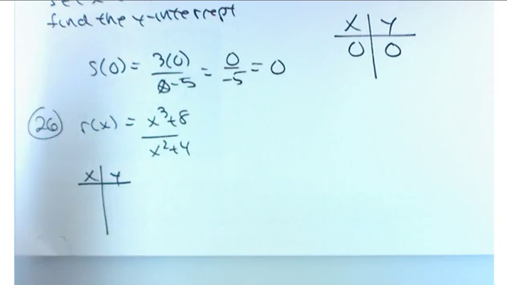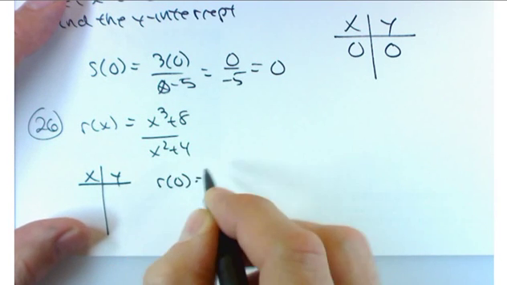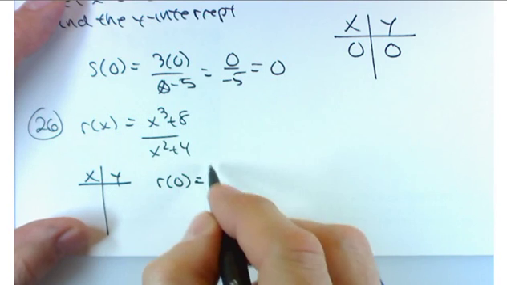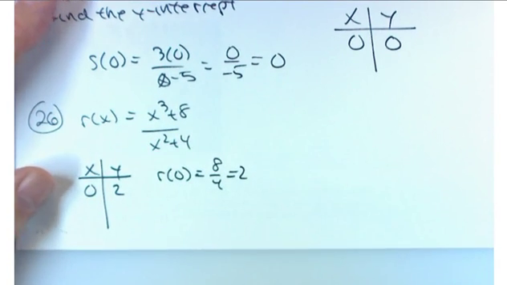Let's start with the easy part first, the y-intercepts. To find the y-intercepts, you set x equal to 0. So what's going to happen when x equals 0? What would I get for the y-coordinate? 2. Good. r of 0 would be 8 over 4, which is 2. So (0, 2). Nice.